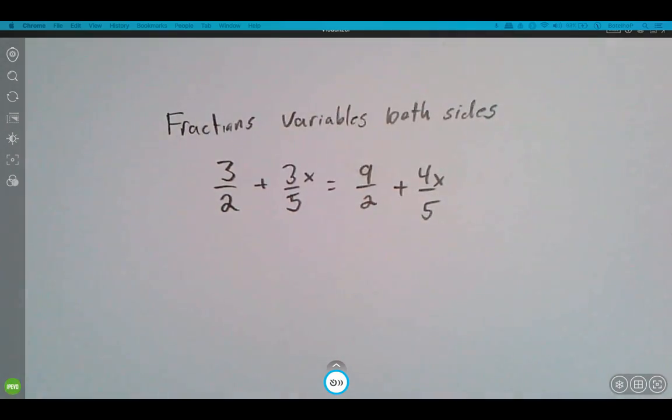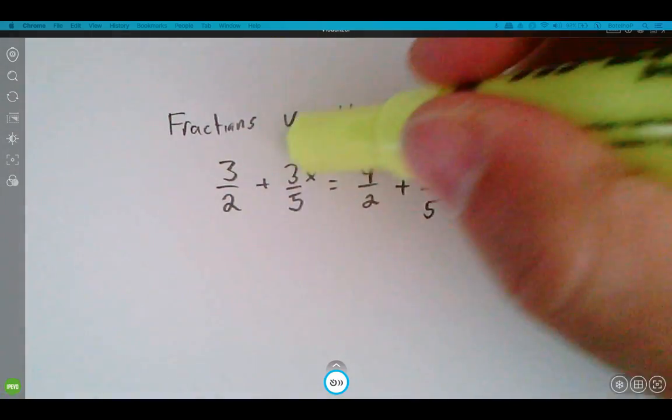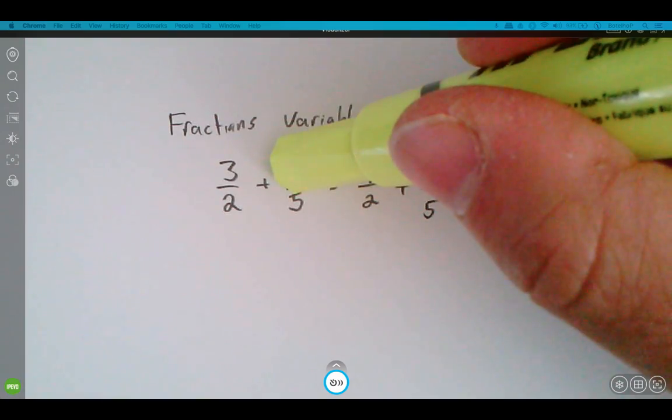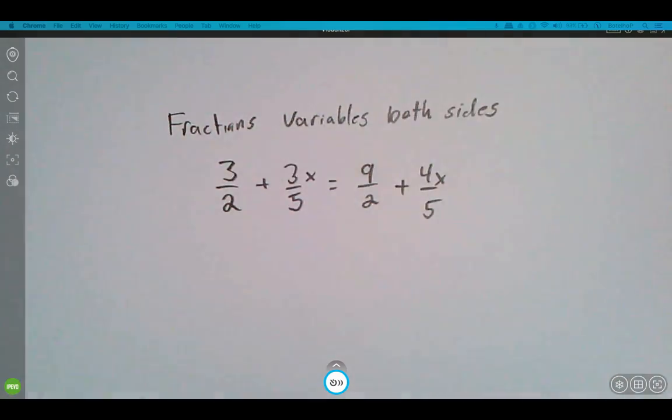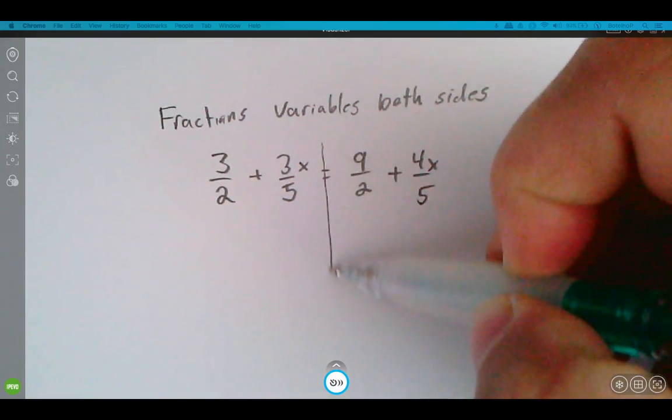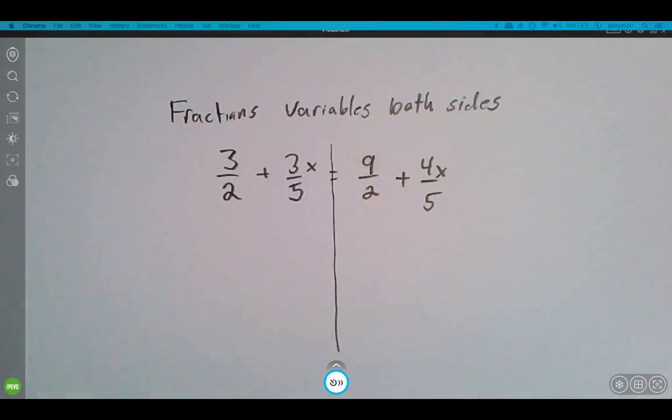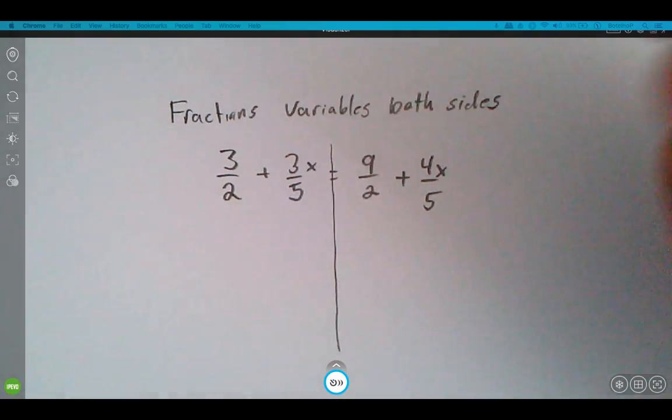So let's start with clearing fractions, okay? If you look at this example, you notice two things about it. There's variables on both sides. There's an x here and an x here. And if you remember, put the line down the middle like that if that helps you. And there's also fractions. So if you remember correctly as well, when we were solving equations with fractions, we would always clear the fractions by multiplying by the least common denominator.